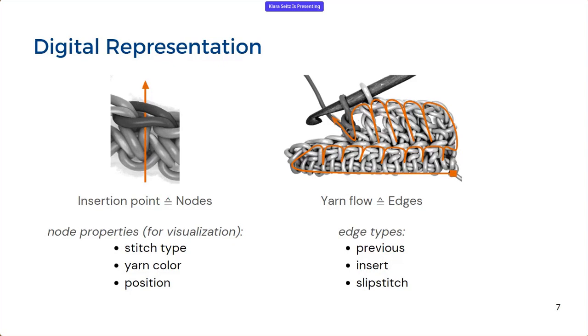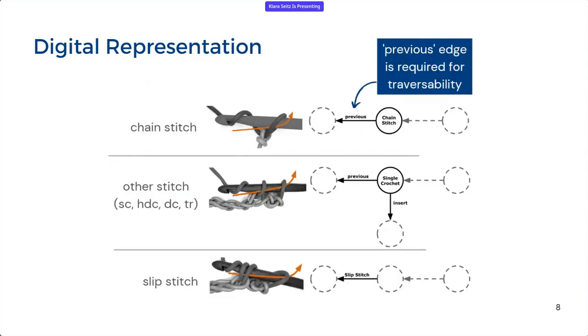Then the edges will represent the yarn flow, and we will have 3 different types of edges. There's going to be a previous edge, which always helps us to keep the traversability, then an insert edge, which is relevant to know where the stitch is inserting, so where we always have to insert the hook. And then there's going to be a slip stitch, but let's look at the next slide, which will hopefully make it more clear.